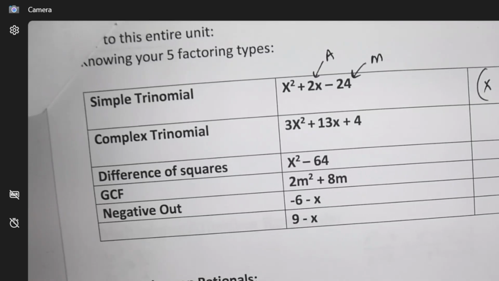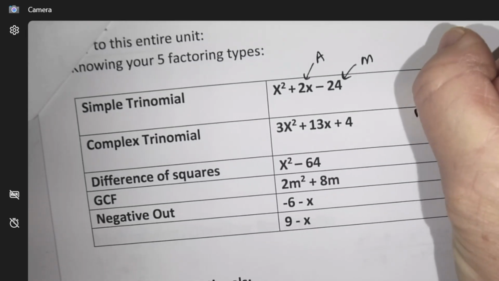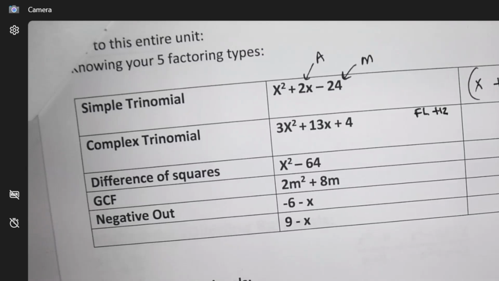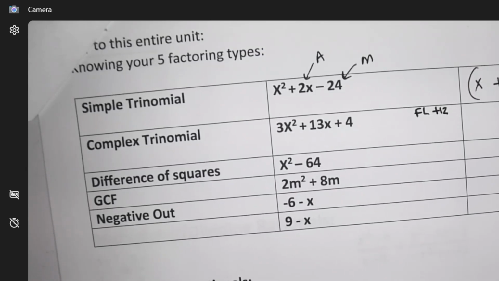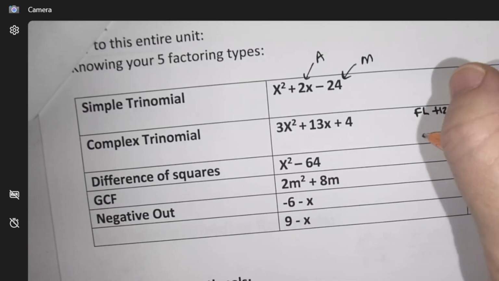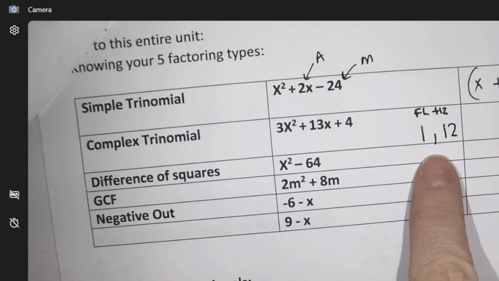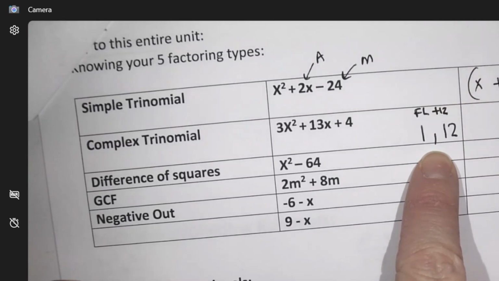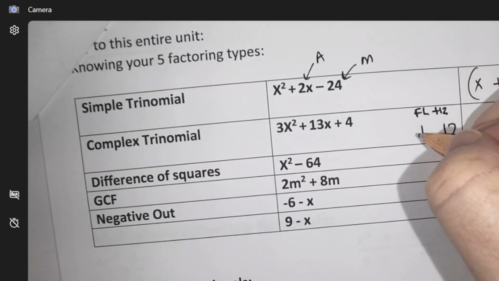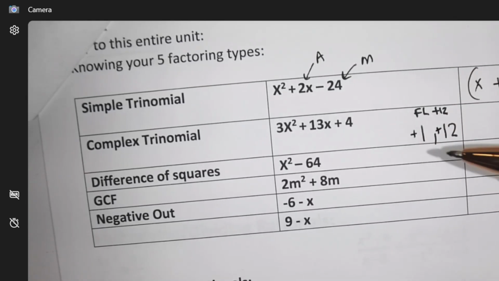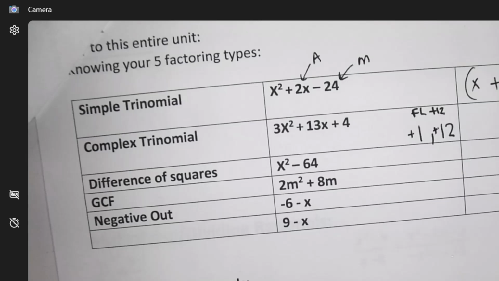Okay, complex trinomials. So my flow number is 12. Can you think of multiples of 12 that would add to 13? I'm not going to write the whole list of 12. I'm just going to think about which one makes 13. Multiplies to 12. They're both positive because I need plus 12 and I need a plus 13.